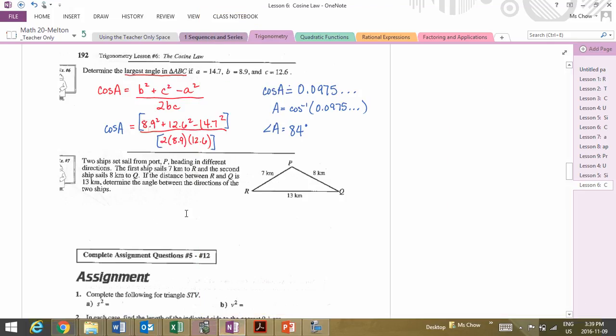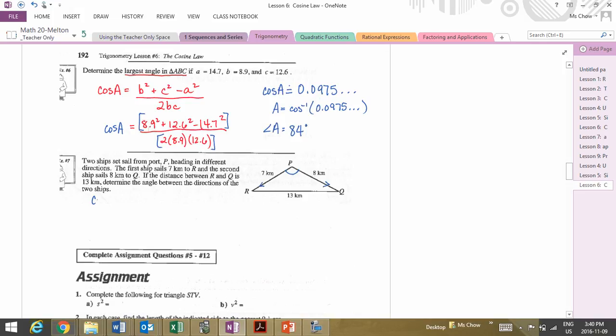Let's take a look at class example number 6. So it's saying two ships set sail from port P. One heads 7 kilometers to point R. The other heads 8 kilometers towards Q. And the distance between R and Q is 13 kilometers. So the angle between the directions that we're looking for is angle P, or angle RPQ.